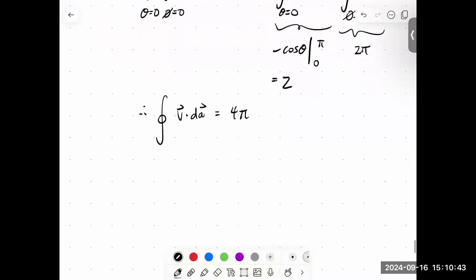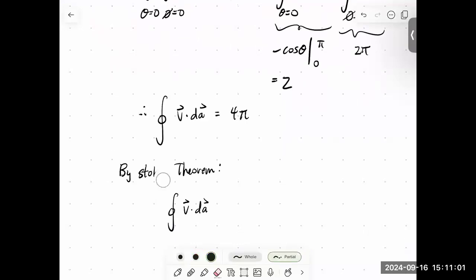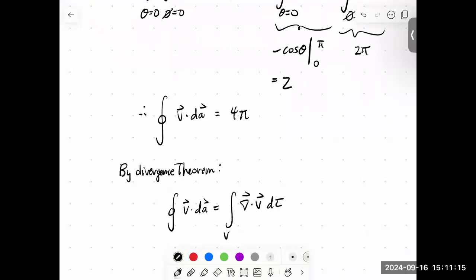Now, by Stokes' theorem, therefore, this integral, sorry, yeah, you're right. Thank you. Stokes' theorem is for the curl. This is by the divergence theorem. This surface integral is equal to the volume integral of the divergence. And that has to all be 4 pi.